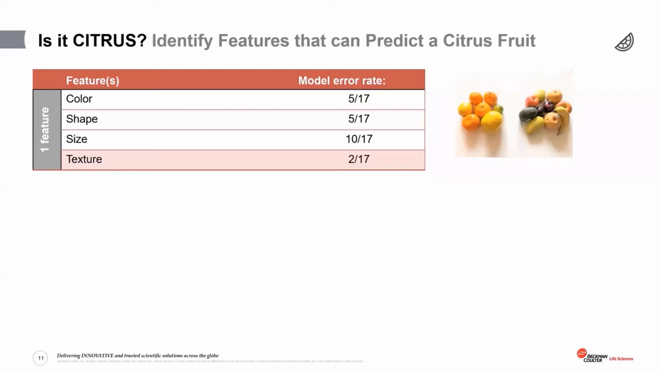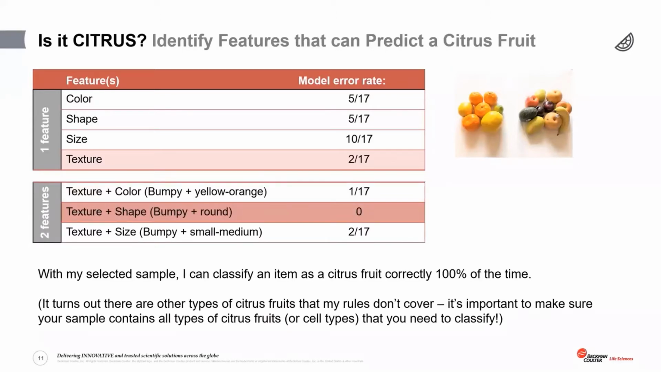But we can improve the model accuracy by combining variables, generating a multivariate model to do better. If I combine the single best predictor, texture, with another feature, I can reduce the error rate all the way to 0. So within my sample, by combining bumpy texture with round shape, I can now correctly classify a citrus fruit 100% of the time. This is similar to how we will build predictive models with the PAM or lasso algorithms of the citrus tool on much higher dimensional data.